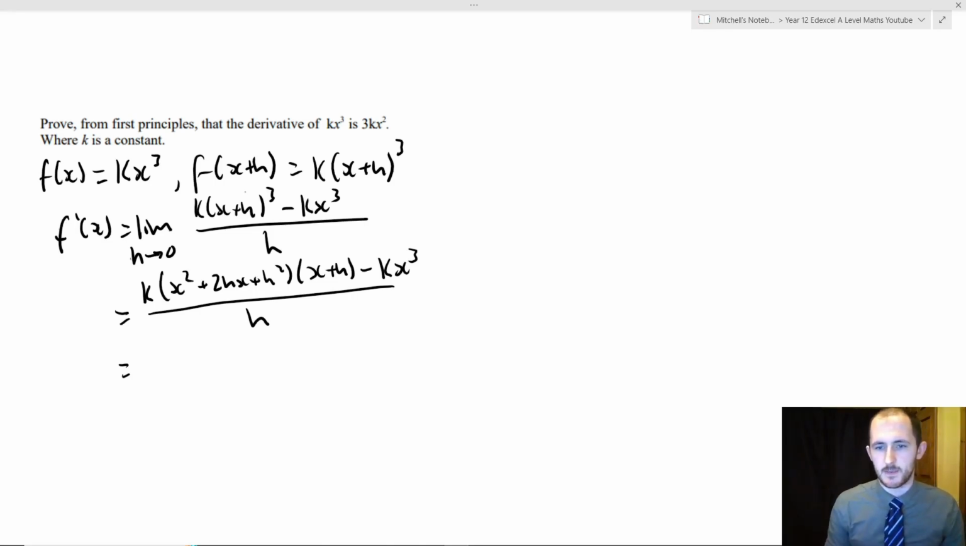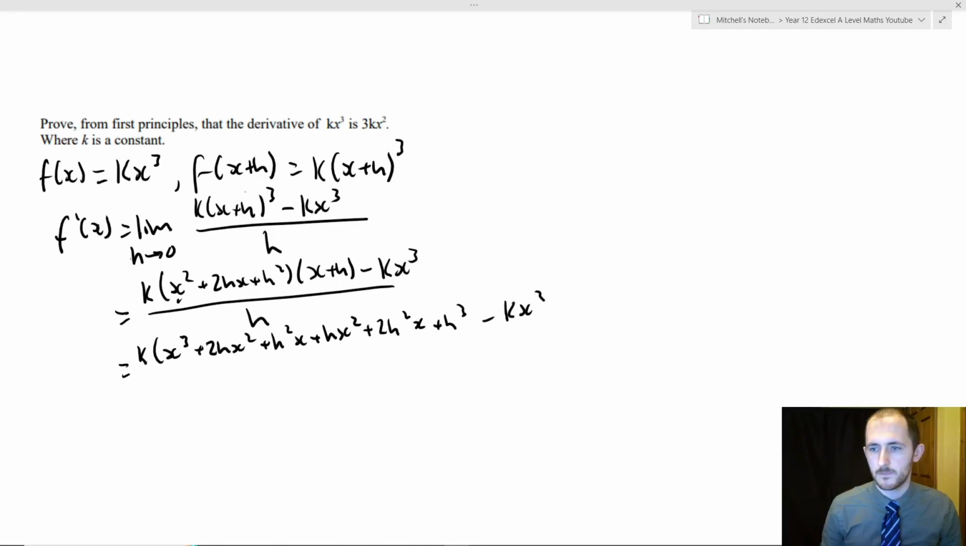And we can start expanding the brackets. Again, we have x cubed plus 2hx squared plus h squared x plus hx squared. So just for those of you who know, I'm doing the timesing everything by x first, then timesing everything by h. Close the brackets. And all of that's over h.